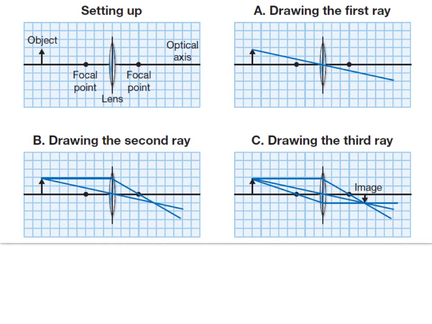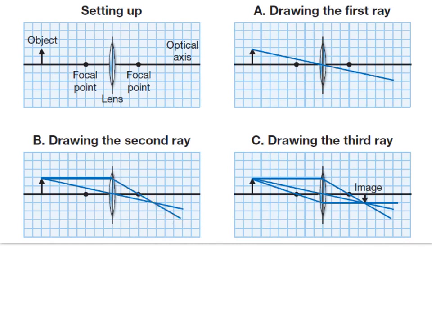Notice the second ray here starts at the top again, but it goes parallel to that axis until it hits the lens line. Once it hits the lens line, it's going to refract, and it will go directly through that focal point on the opposite side of the lens.